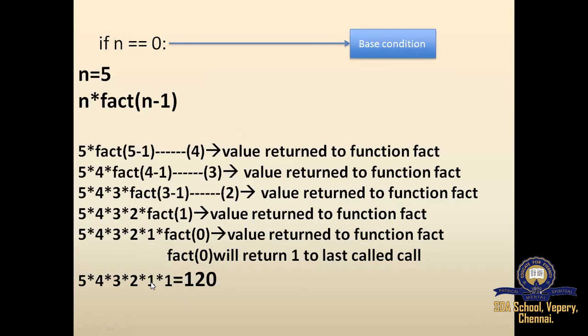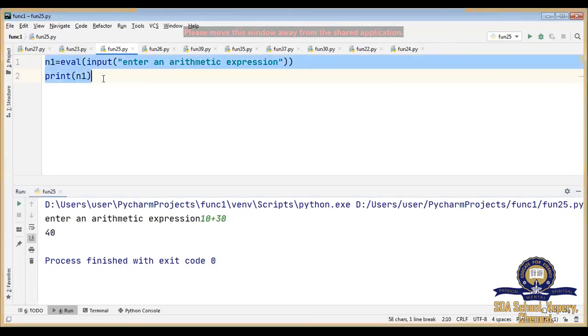So 1 into 1 is 1, 1 into 2 is 2, 2 into 3 is 6, 6 into 4 is 24, 24 into 5 is 120. Are you clear? Right? Let me give you some more built-in functions.